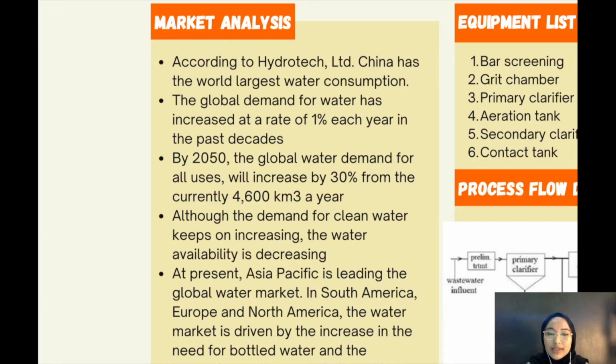This will keep on increasing significantly in the near future. It is mainly driven by the domestic and industrial demand, as their demands increase much faster than agricultural demand. However, the agriculture sector will still be the largest user overall. By 2050, the global water demand for all users will increase by 30% and the total population of the world will increase to up to 10.2 billion people, which shows an increment of around 32%.